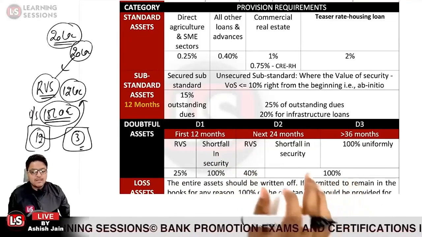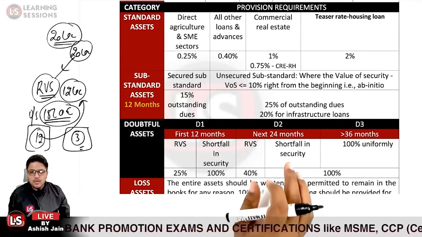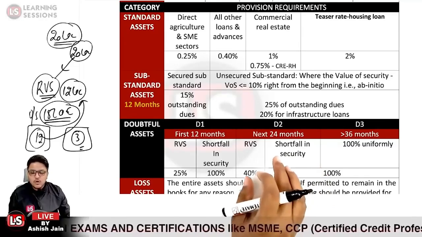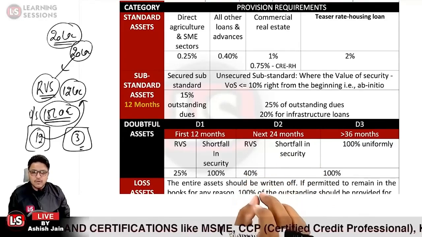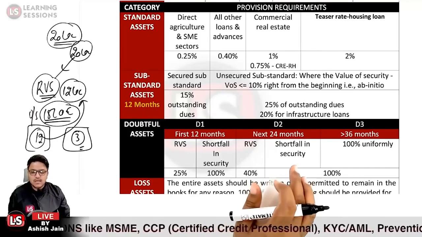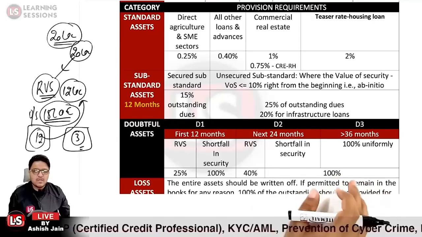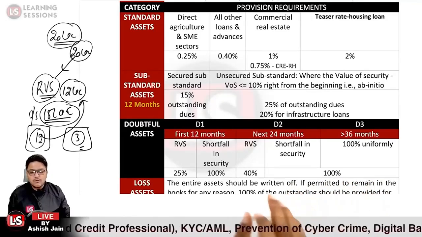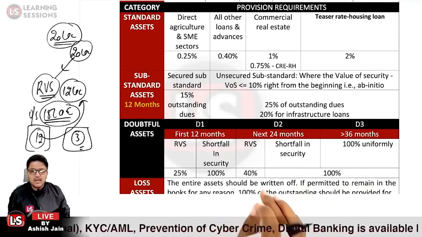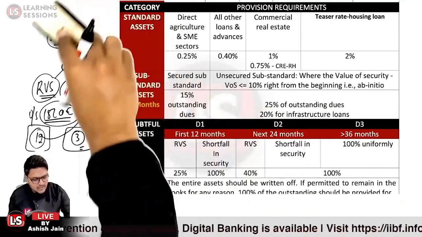Is that clear? Further, under the D2 category, where the loan remains after D1 for the next 24 months, for the secured part the provision is to be created at 40%, and for the unsecured part, where there is a shortfall of security, it is 100%. For the D3 category, it is 100% uniformly. And for the loss asset, the provision is to be created at 100% uniformly. Is that clear?